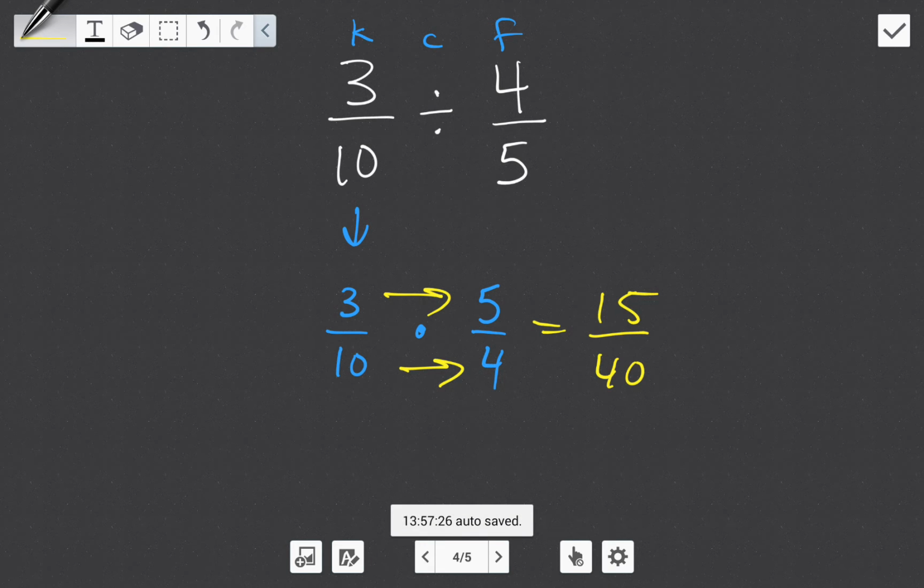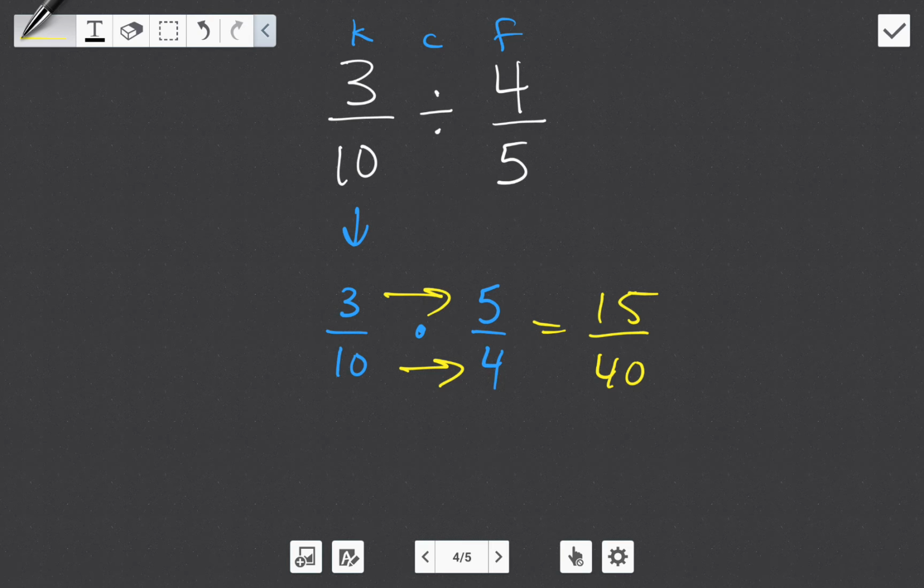Now we ask ourselves, is this in simplest form? We can tell it's in simplest form if the greatest common factor of both the denominator and numerator is 1. If we can think of a number greater than 1 that goes into both the top and bottom number, then this is not in simplest form.